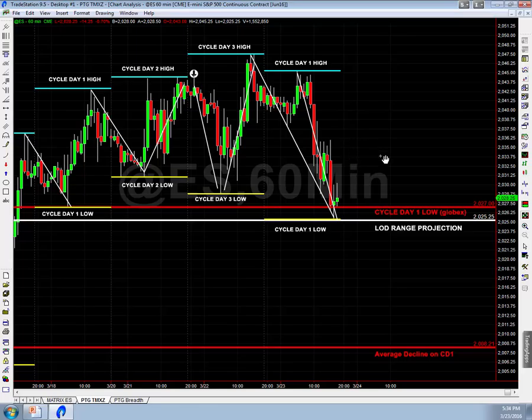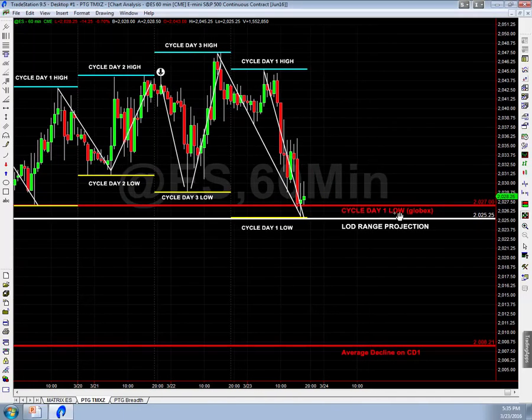Tomorrow, cycle day 2. Well, prices closed low in its range. So what becomes the new cycle day 1? Now you can see here cycle day 1 low, Globex at 2027. That was the prior cycle over here to the left. So the 2025 25s becomes the new cycle day 1 key reference price.